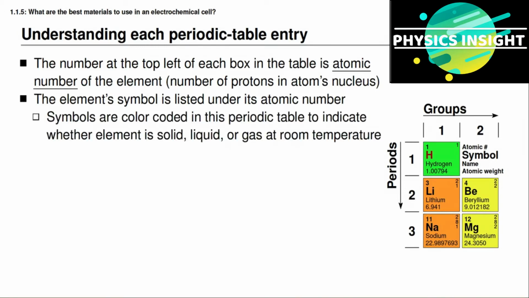The coloring tells you whether the element is a solid or a liquid or a gas at room temperature. If the element is a solid, the symbol will be black. If it's liquid, the symbol will be blue. And if it's a gas, the symbol will be red.